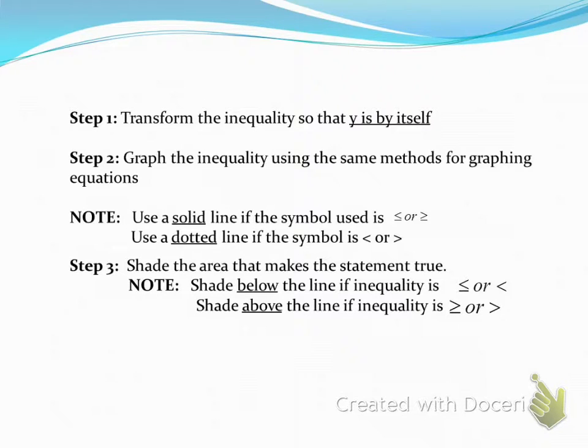The last part is shading, which can be the tricky part. We shade below the line if we have a less than symbol, with or without the bar. Less than, we go below the line. Above the line is where we shade if we have a greater than symbol, with or without the bar. Kind of like shading to the left or to the right. Now it's above or below our boundary line.